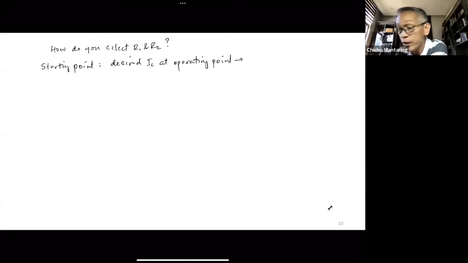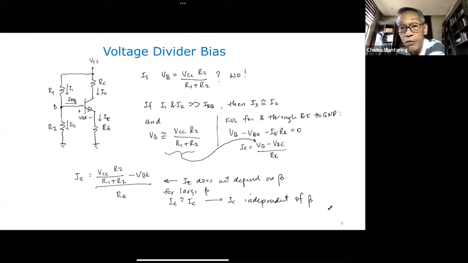In other words, your starting point is ICQ. Dapat alam mo yung ICQ na gusto mo. Okay. Now, what is the value of ICQ that you want? Well, that would depend on, let's say this is your output, the value of V sub O you want at your operating point.